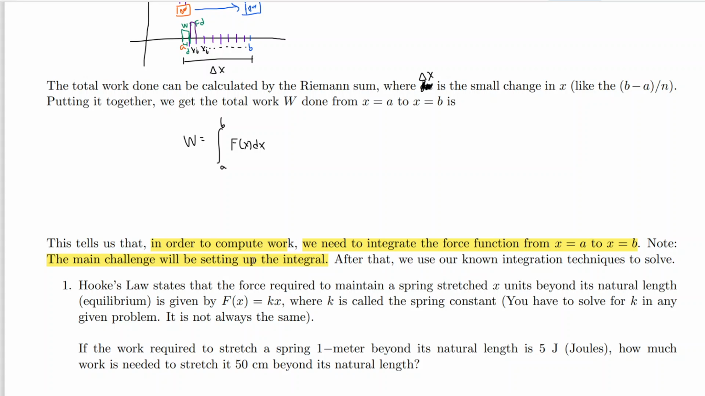Right. Now this is a good place to stop. And in the next video, we'll actually look at a couple problems dealing with varying force.